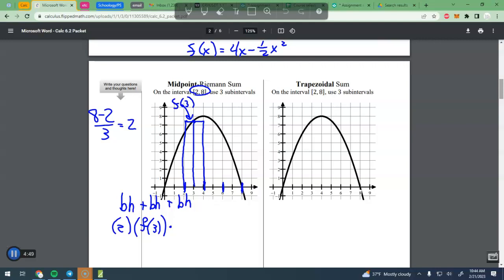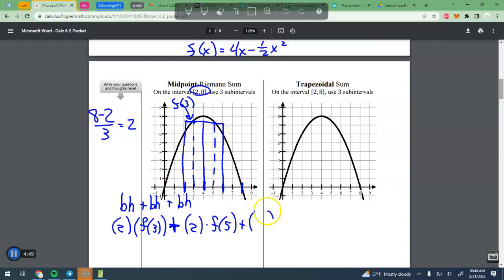And I just keep going, so between 4 and 6, I'm adding up the different rectangles. My base of my next rectangle between 4 and 6 is 2, and I use the midpoint of 4 and 6 to get the height. So that would look something like that. This is the dashed line, maybe.